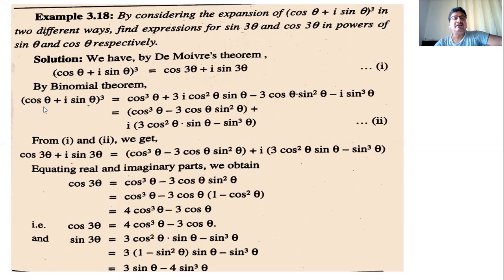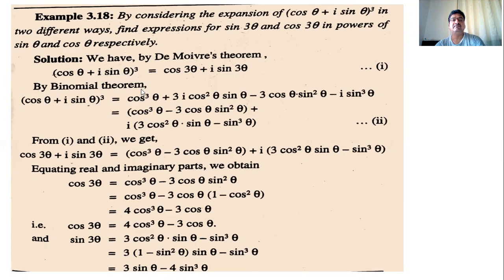That is, we can find any natural power of x plus y. (x plus y) raised to n, by using the binomial theorem, is nC0 x raised to n plus nC1 x raised to n minus 1 y, and in this way all the remaining terms. So we find the expansion of (cos theta plus i sin theta) raised to 3 by De Moivre's theorem, which is cos 3 theta plus i sin 3 theta, and here by using the binomial theorem.